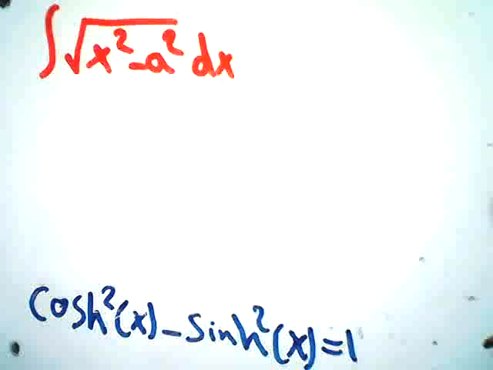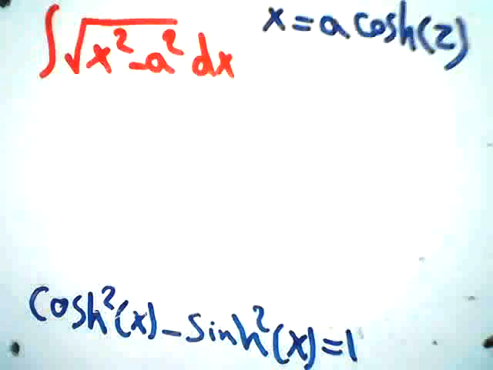Okay, let's integrate this, but using the hyperbolic functions. Let's take x to be equal to a cosine hyperbolic of z, and z is a new variable.